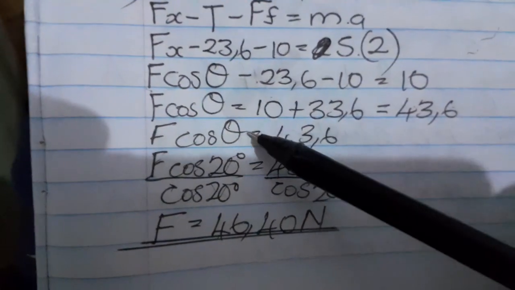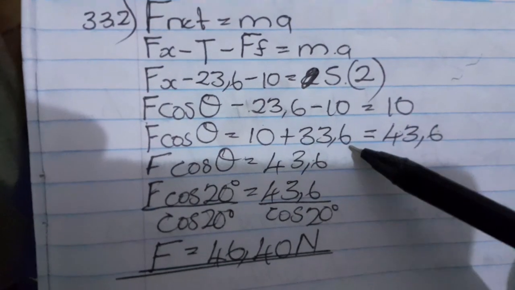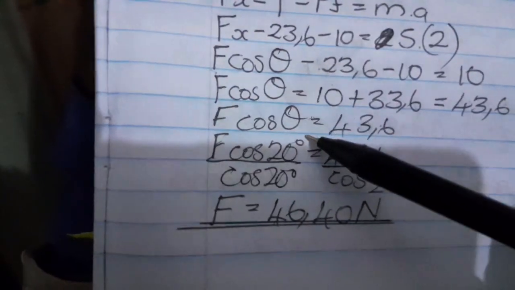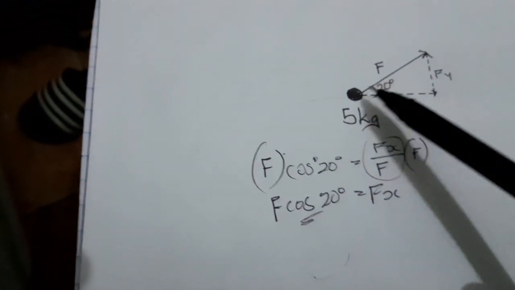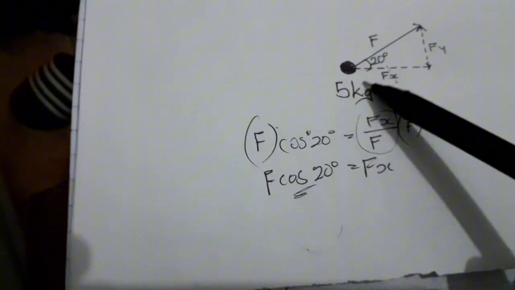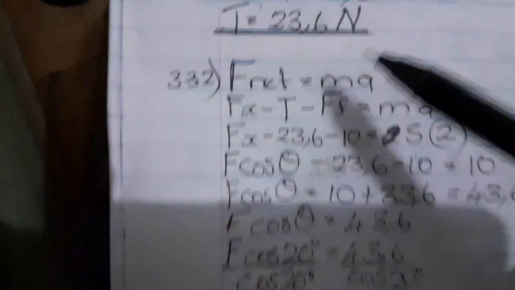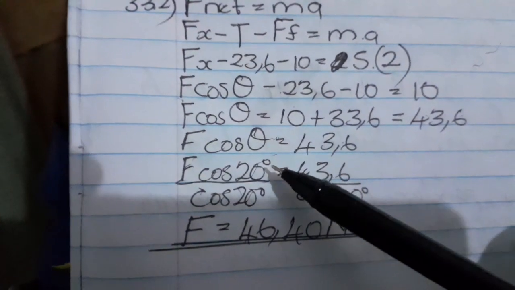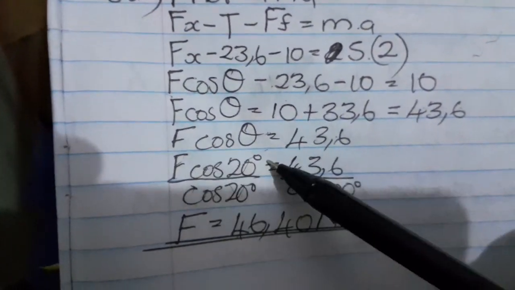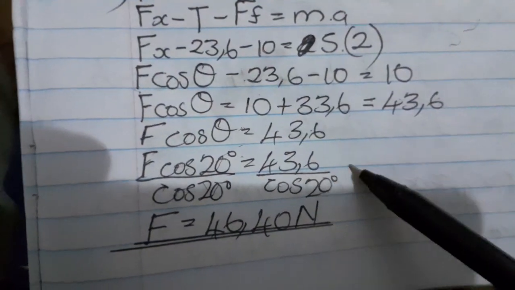43.6. So F cos theta is equal to 43.6. What is our theta, guys? Our theta is the angle at which the force is applied from the horizontal, which is 20 degrees. So now we put the 20 degrees there. We divide both sides by cos 20.